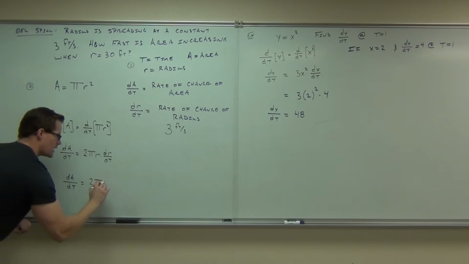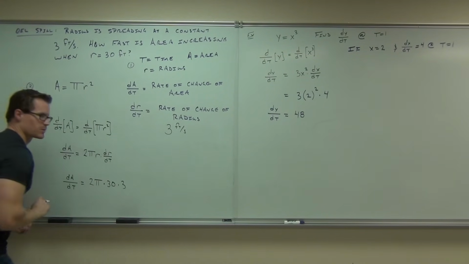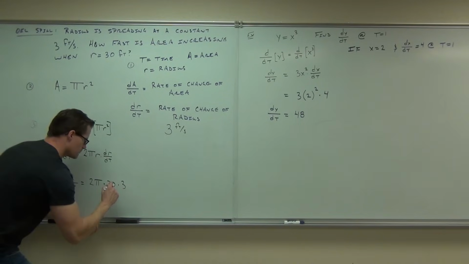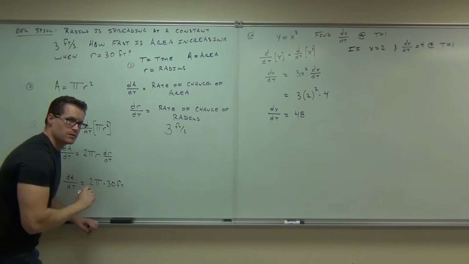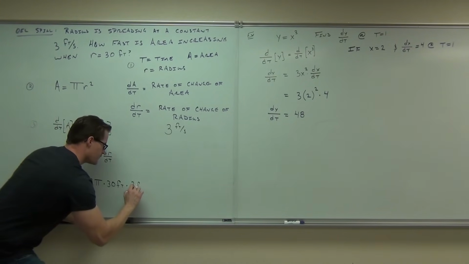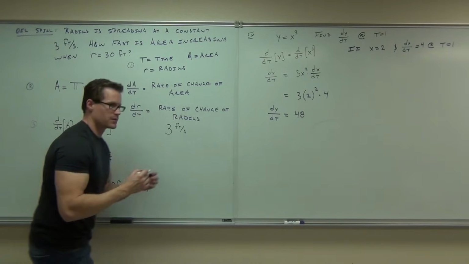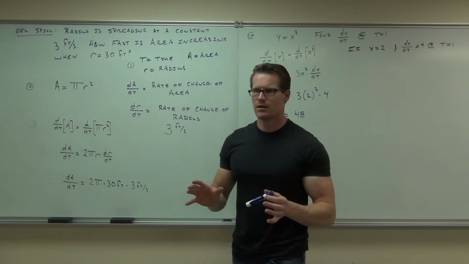So we're going to have 2 pi times 30 times 3 feet per second. In fact, I'll use the unit so you see it. 30 feet, right? 30 feet times 3 feet per second. Why am I showing you this? Well, we should end in an area, right?